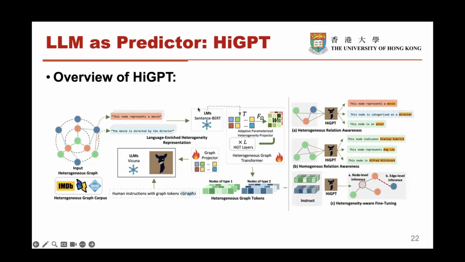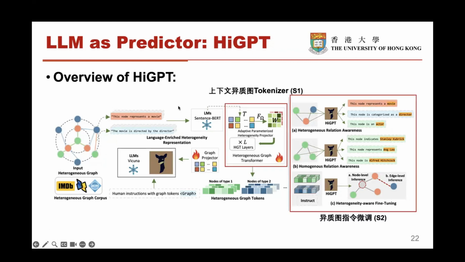Our HiGPT encodes any heterogeneous graph into heterogeneous graph tokens through the pre-trained in-context heterogeneous graph tokenizer, which addresses RQ1. And these heterogeneous graph tokens are combined with natural language tokens and fed into the large language model. As for the tuning paradigm of our HiGPT, we propose instruction pre-training on a large corpus of heterogeneous graphs and supervised fine-tuning with designed heterogeneous graph instructions to deal with RQ2.